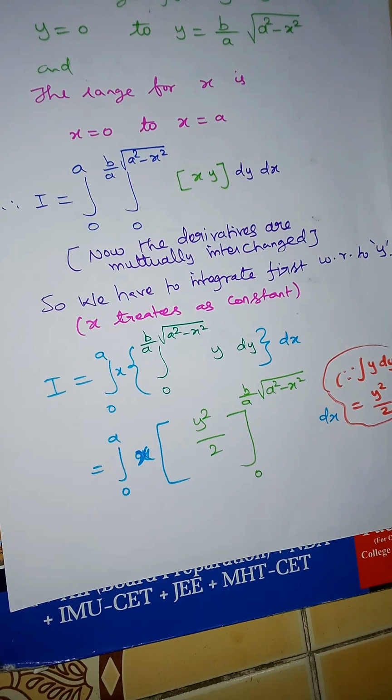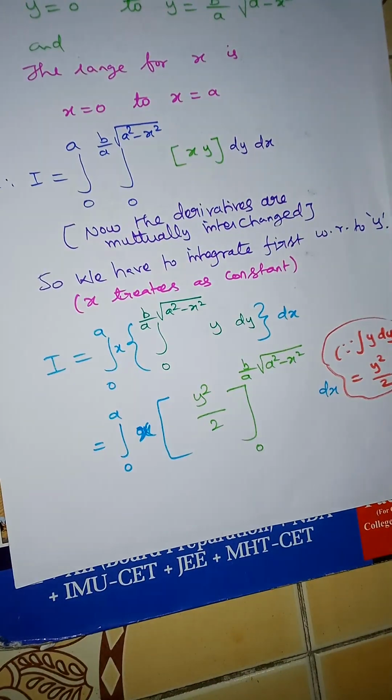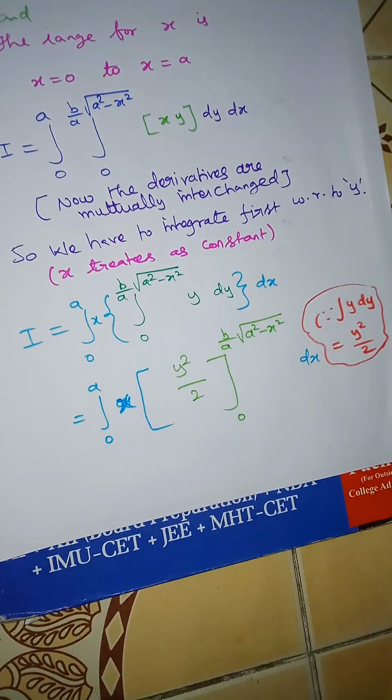So according to that, we are going to integrate first which derivative, the inner derivative. We are given dx as the inner derivative, but after changing the integration, dy comes to the first place, I mean the inner integration, isn't it? So first we are going to integrate with respect to y. Okay, after completing this, we will move to dx, isn't it? Now, consider x as constant, taking it outside. So this is the integral 0 to b by a square root of a squared minus x squared of y dy, into dx, isn't it?